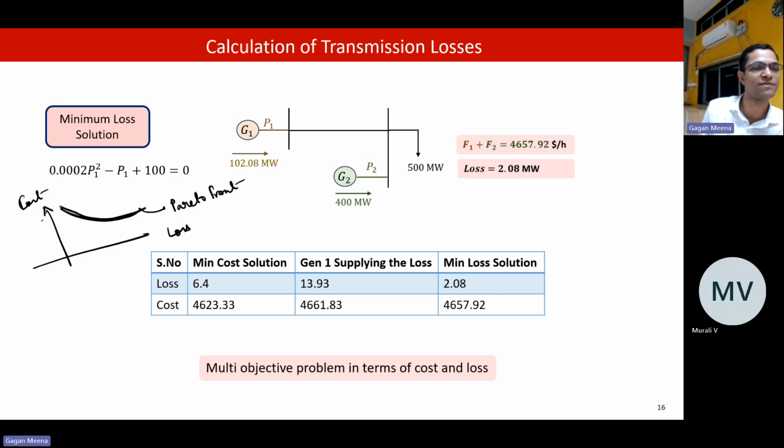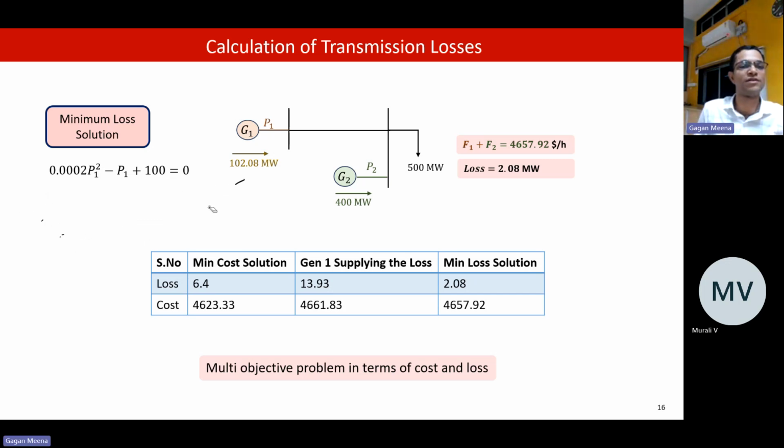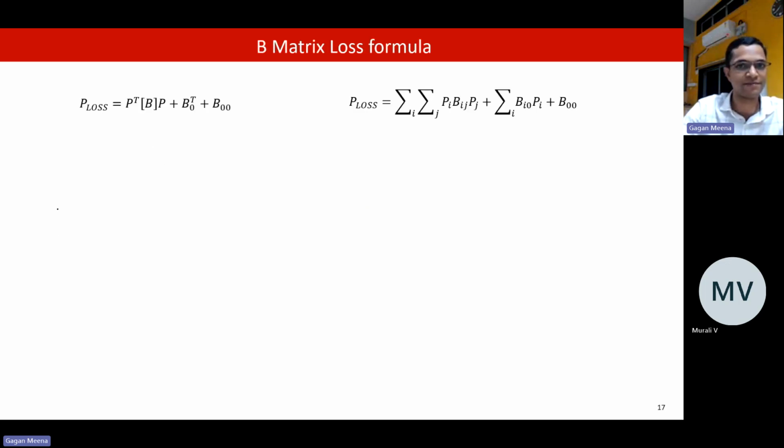Now what is the requirement? We can decide based upon that. For a particular loss, we can know the cost. So this is for multi-objective system optimization.